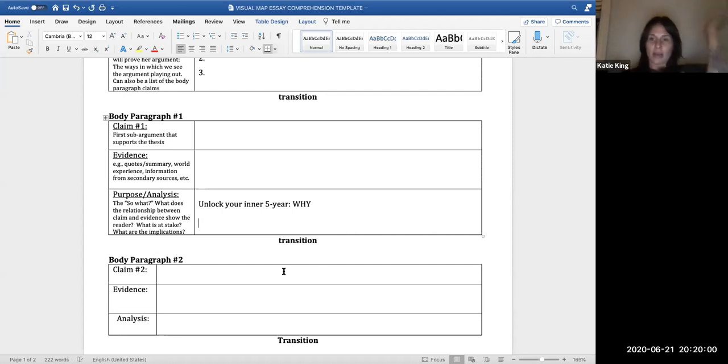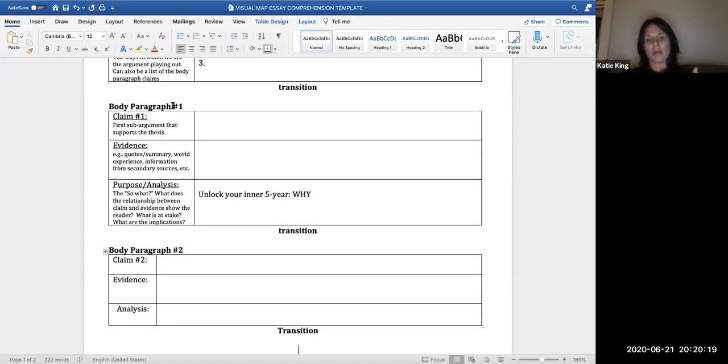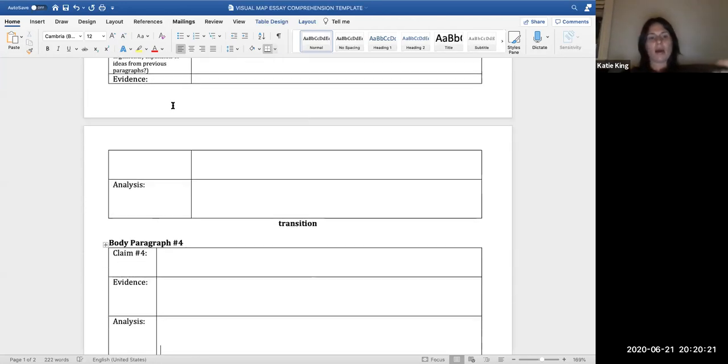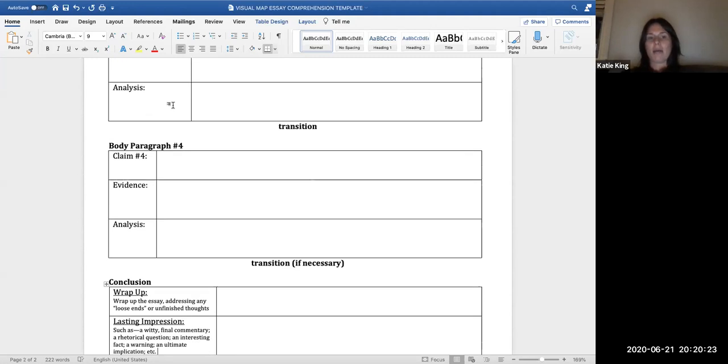And then that'll segue us into the second paragraph, right? And this is where we present a new idea, but in terms of the skills, we just do the same thing: claim, evidence, analysis. It's just a new claim, right? A new set of evidence and a new reason why it's important. And we keep doing that until we get to the end of the essay.